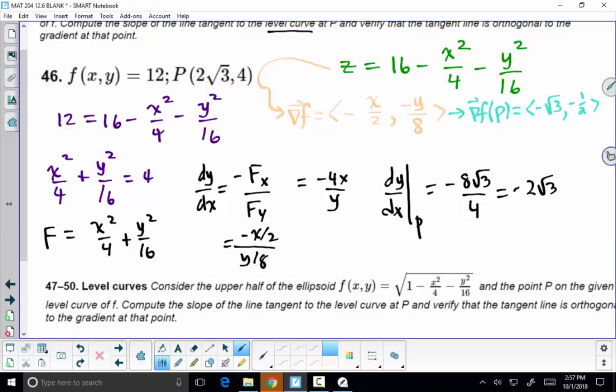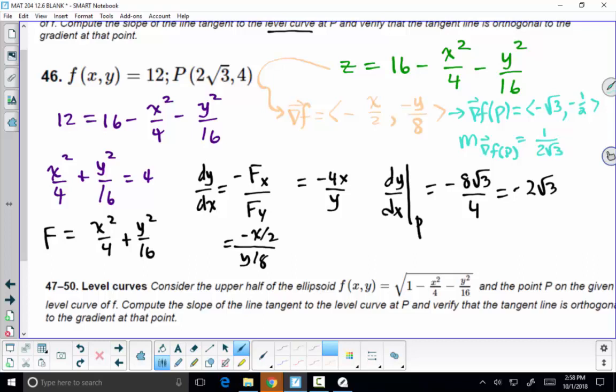So the gradient, that's a vector. What's the slope of the gradient vector? The slope of the gradient vector at P is y over x. Y divided by x, so 1 over 2 root 3. That's the slope of the gradient.